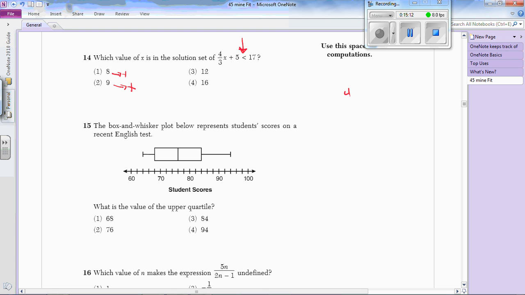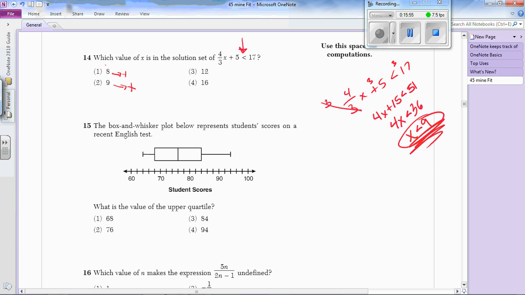Or we can do it the right way. 4 over 3 x plus 5 is less than 17. Multiply this by 3. Multiply this by 3. Multiply this by 3. Here the 3's cancel. End up with 4x plus 15 is less than 51. I subtract the 15, I get 4x is less than 36, and I get x is less than 9. And of course, everybody's going to pick 9. Ooh, I got 9. Don't pick 9. It's less than 9. The one that's less than 9 is choice 1. Don't make silly mistakes.